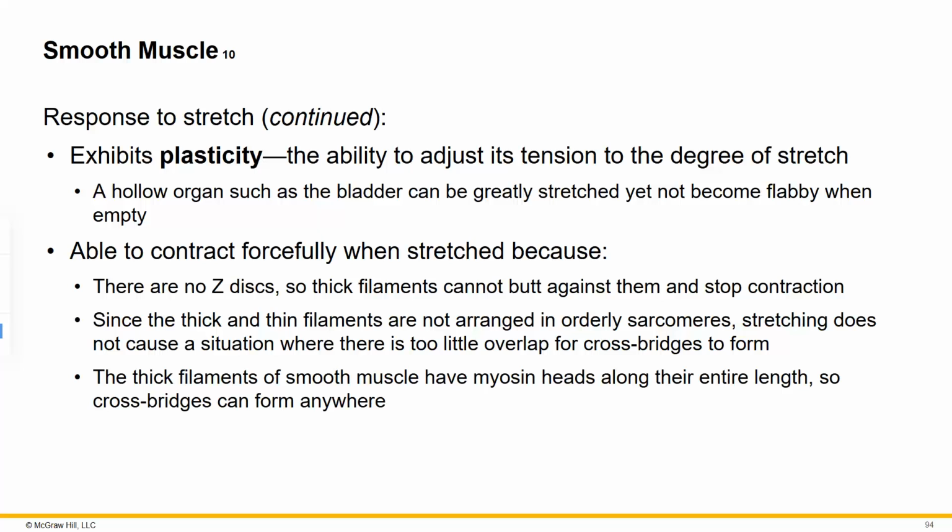It is able to contract forcefully when stretched because there are no Z-discs, so thick filaments cannot butt against them and stop contraction. Since the thick and thin filaments are not arranged in orderly sarcomeres, stretching does not cause a situation where there's too little or too much overlap. The thick filaments of smooth muscle have myosin heads along their entire length, so cross bridges can form anywhere.